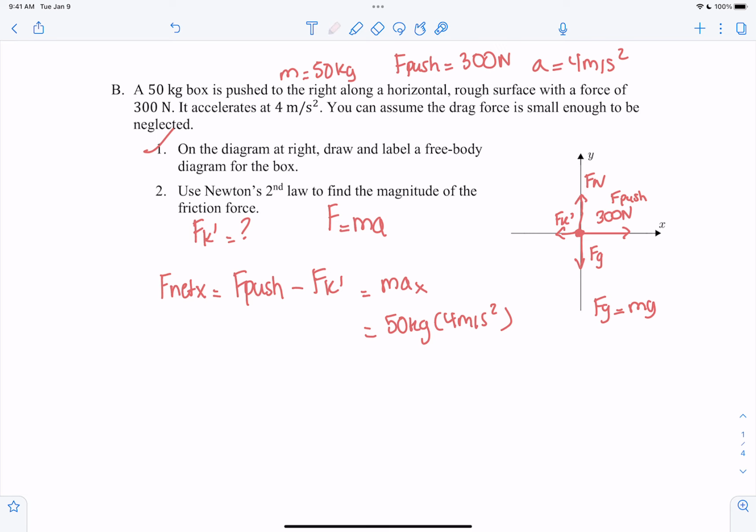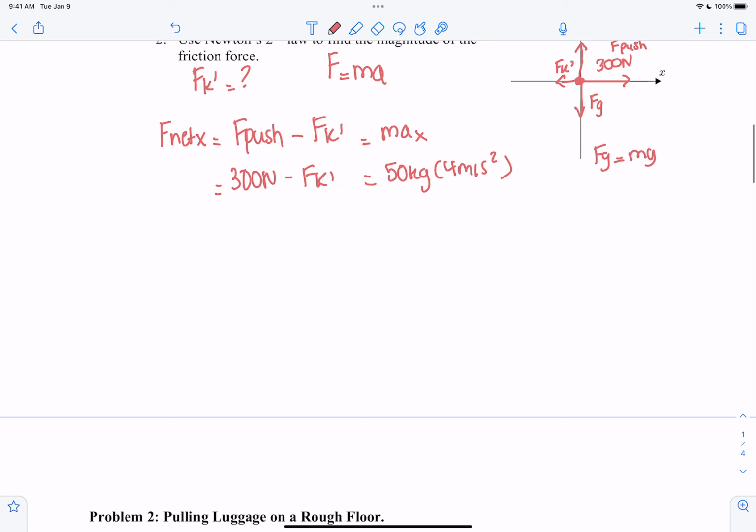Now for F push, we also know that, and that's 300 newtons. The only thing left to figure out is Fk prime, and that's exactly what we need to figure out for part 2 here. So if we want to rearrange the equation, we have 50 times 4 is equal to 300 minus Fk. So we can say that 300 newtons minus 50 kilograms times 4 meters per second squared is equal to Fk prime. I think, did I mess something up here?